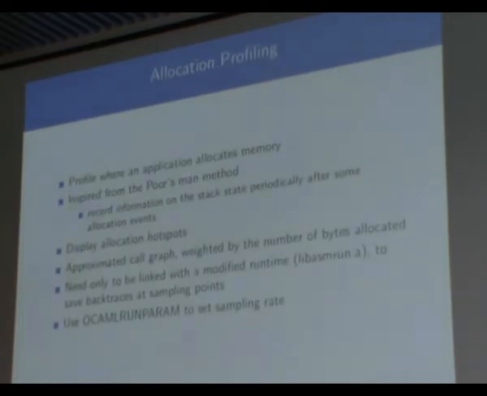So, allocation profiling. Our tool profiles where an application allocates memory. It was originally inspired by the Bozman method, which records information on the stack state periodically after some allocation events. It displays the allocation hotspots and generates an approximated call graph, which is weighted by the number of bytes allocated. We just need to link with a modified runtime, which allows us to save backtraces at sampling points, and just set a sampling rate, and it's ready to go.